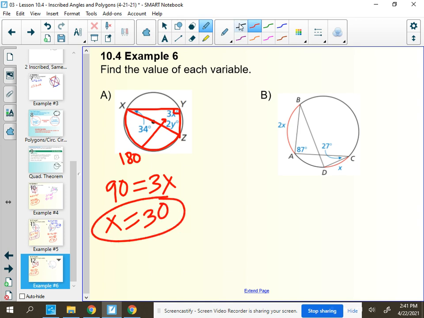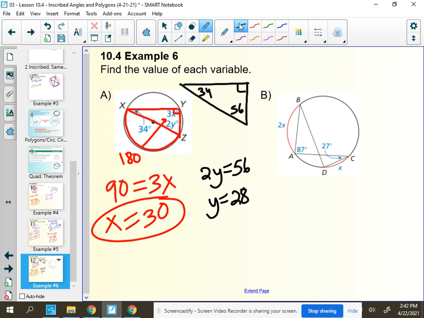And then most people in class, the way we did it, you can do more stuff with arcs here, but the fact that we know this is 90, we had a given that this was 34, a lot of people just said, hey, I can go 90 minus 34 and say that this is a 56 degree angle, and then finish it the same way, that 2y would have to equal 56. So divide both sides by 2 to get 28.